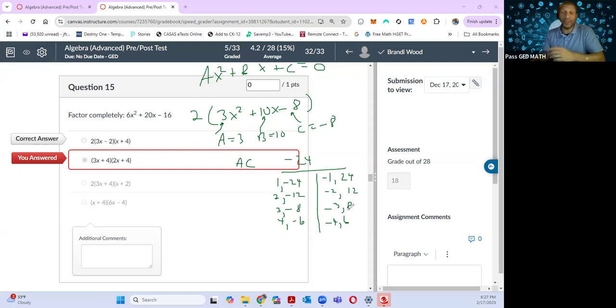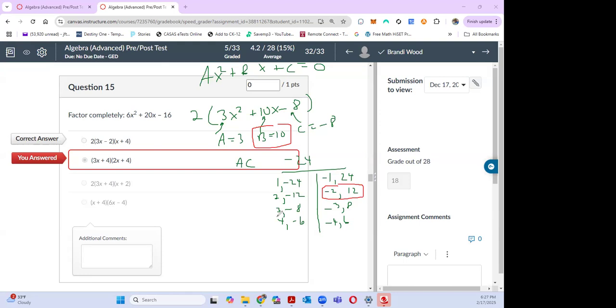You should already be looking at this and saying, wow, it's taking me long to do this problem. The next step is to find what pair will give you +10. Right there, 12 minus 2 is 10.